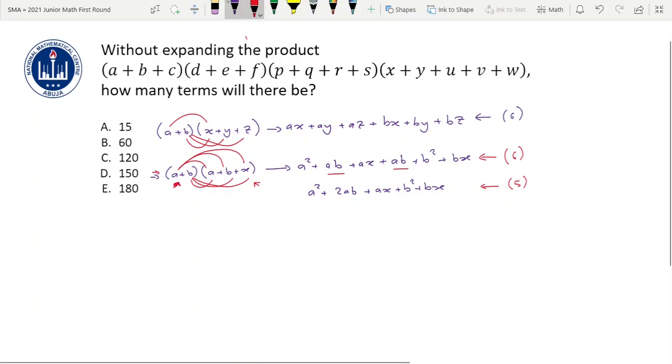The reason the first answer remained 6, and we couldn't simplify further after expanding, is that no term appears twice. A appears once and just once, b appears once and just once, x appears once and just once, same with y and z. Also, if you look at the question we're given, a plus b plus c times the remaining letters, no letter appears twice. So when we expand this, nothing ends up appearing twice, and we won't have to combine terms, just like the way we had to combine the two a plus b's here.